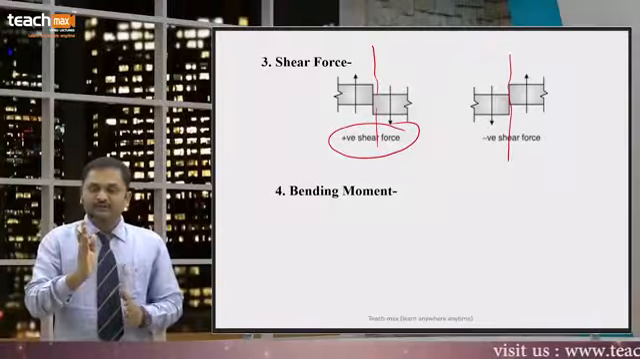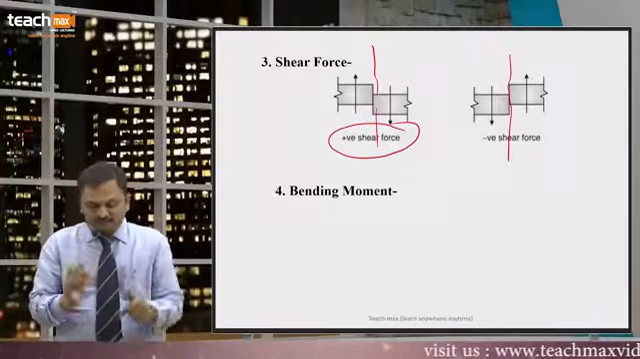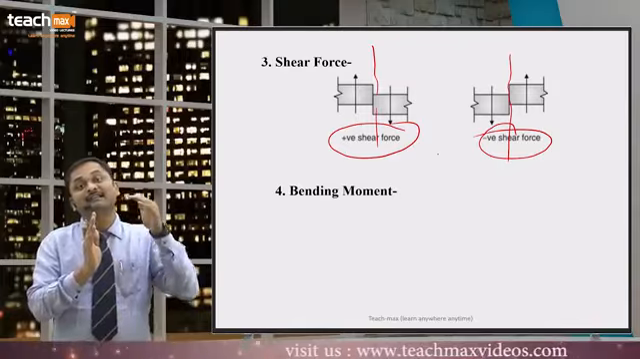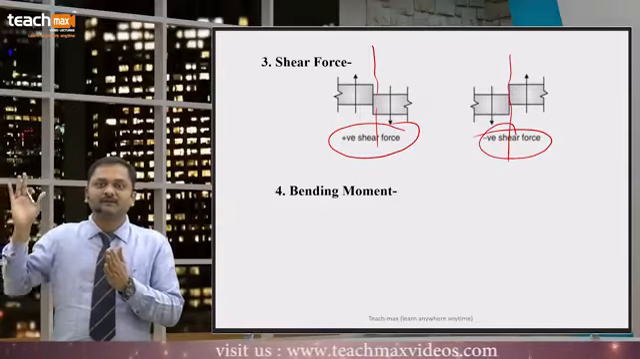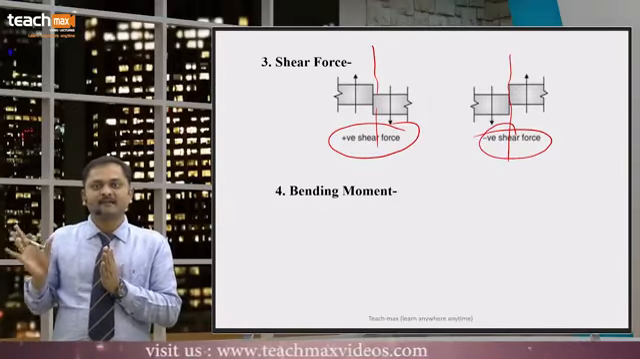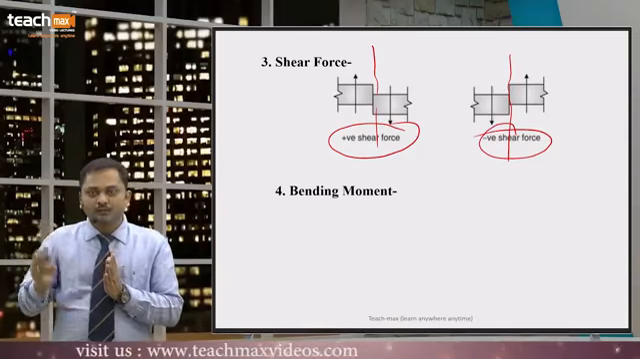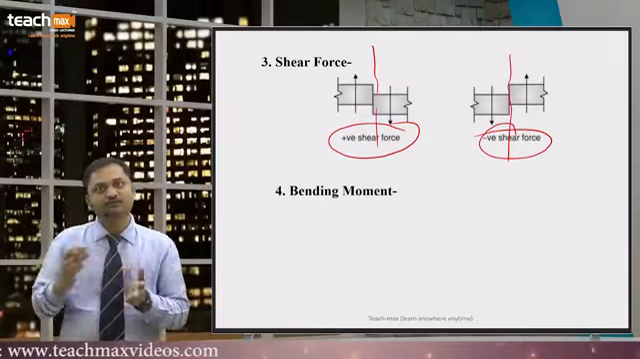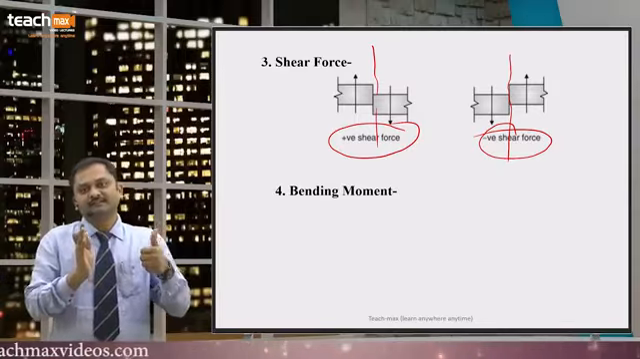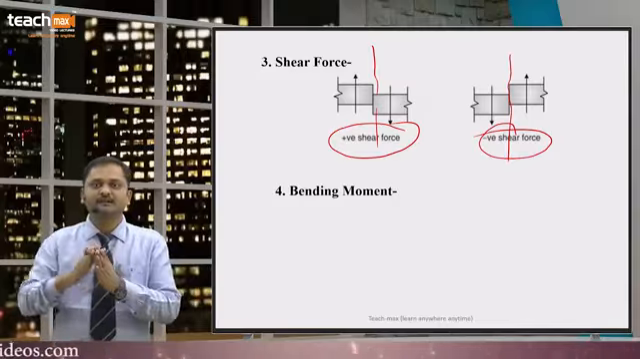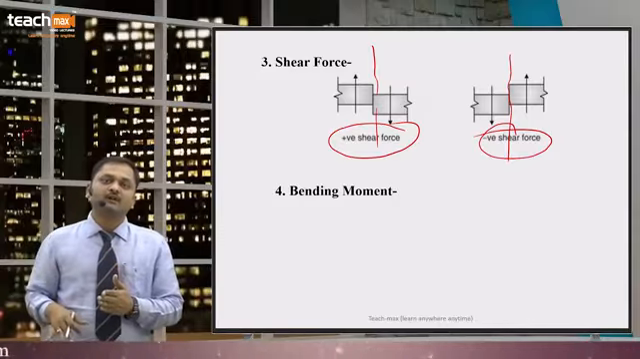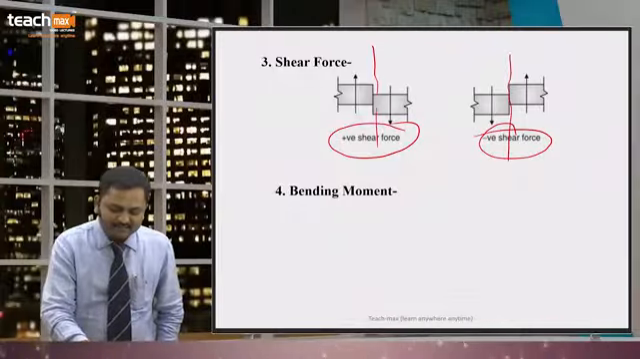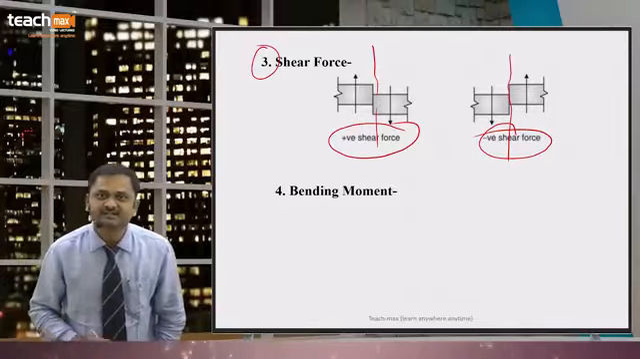Here if you consider the left part, upward force we consider positive and downward force we consider negative. If you take the right part of the beam at a section, definitely downward becomes positive and upward becomes negative, the opposite. So for the left part, the regular sign convention: upward positive, downward negative. If it is the right part, then take downward as positive and upward as negative. So these are the sign conventions that we are going to use for the shear force.